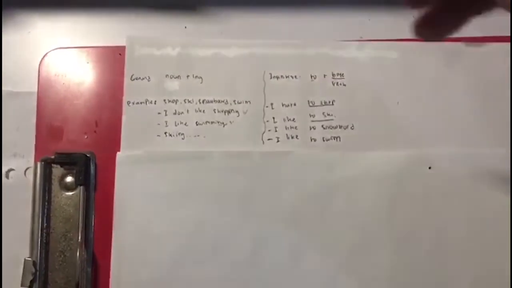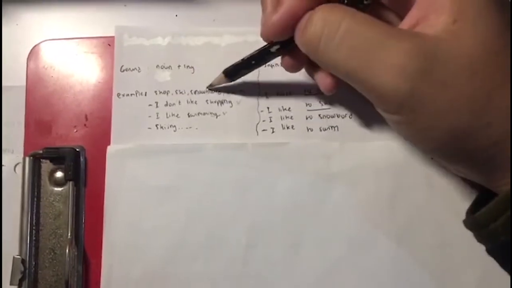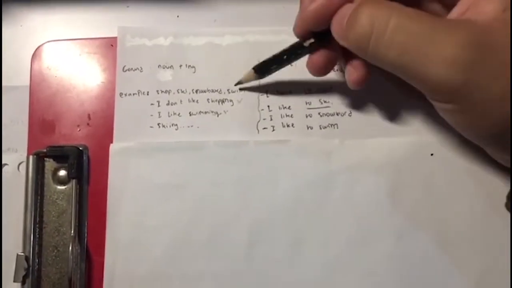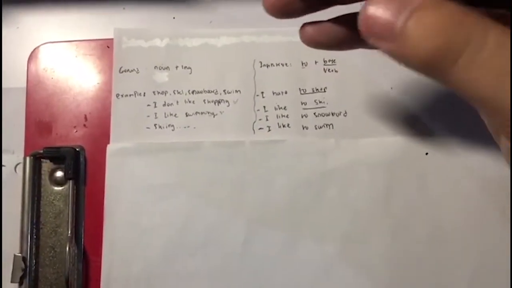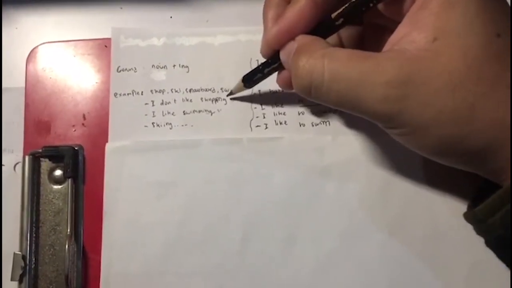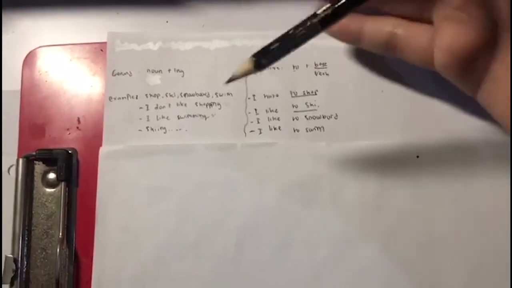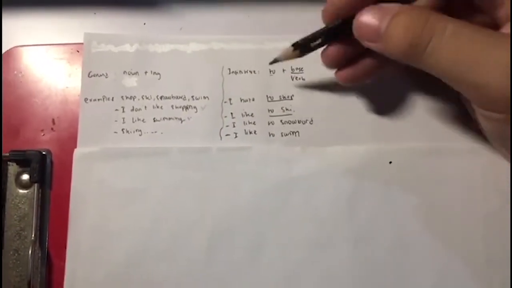Hello my friend. Now we discuss gerund. Gerund is a noun plus verb ing. For example, shop, ski, snowboard is a noun and swim is a verb. I don't like shopping. This sentence is gerund. I like swimming. I like skiing. I like snowboarding. Those sentences are gerunds.